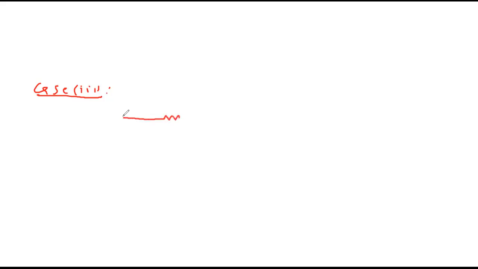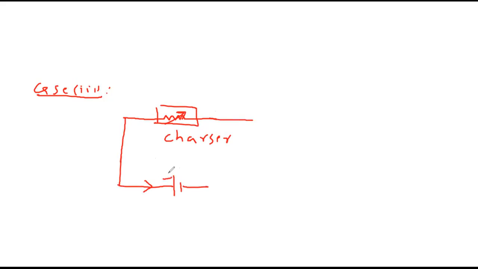Case 3. This is a charger which is having variable resistance. Will the charger charge the battery or take the current from the battery? Charge the battery. Charge the battery means current will go inside the battery. It won't come out but will go inside. Whenever you see current is not coming out from the positive terminal but entering the positive, that condition is called battery is getting charged.